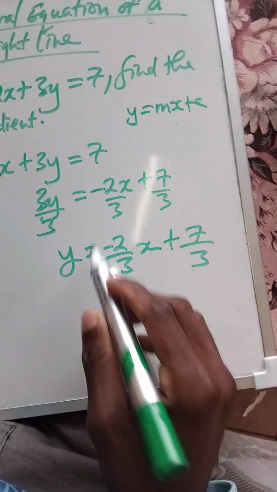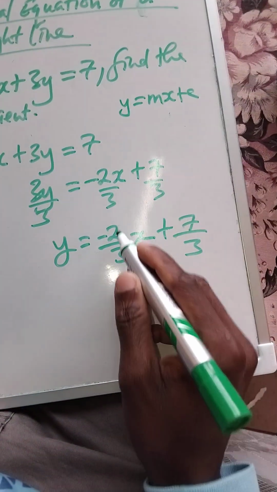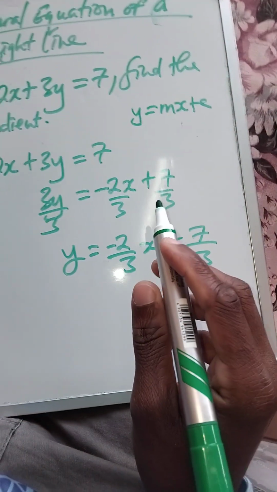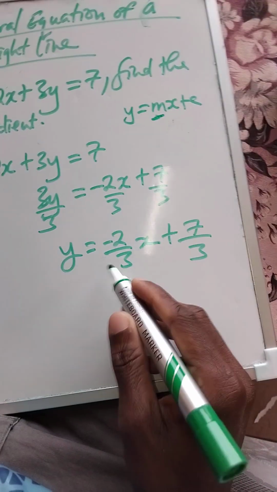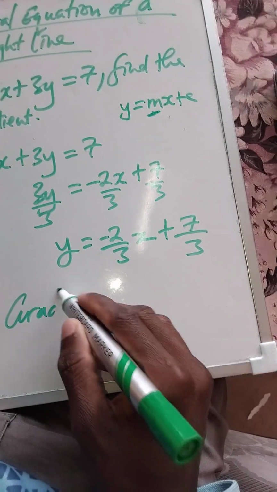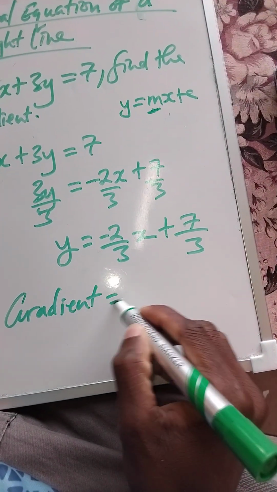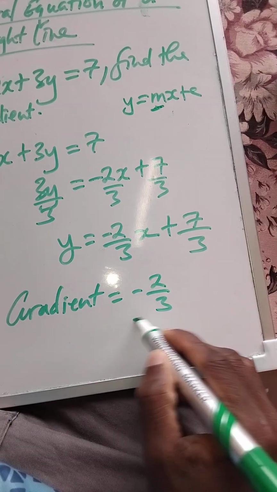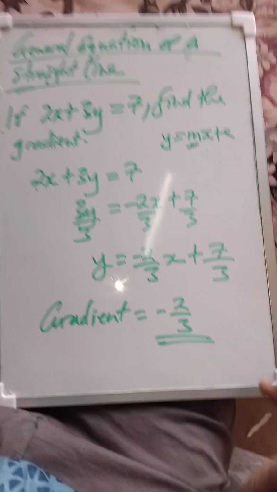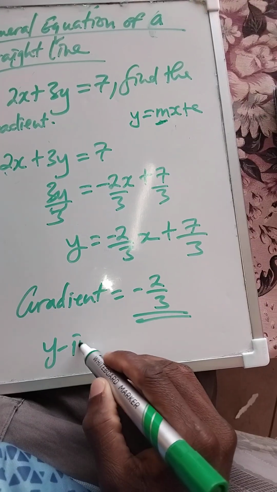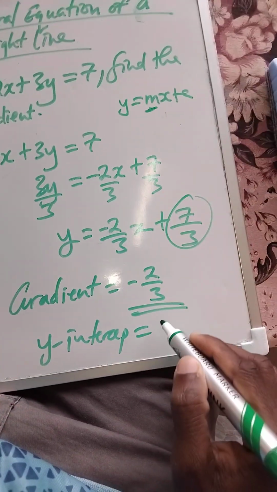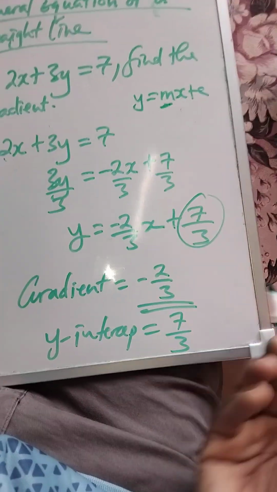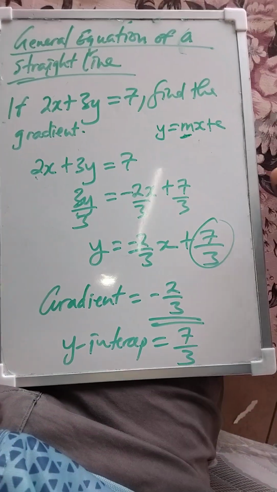So what is the gradient of this straight line? Gradient is the coefficient of x, so m is the coefficient of x. Gradient is equal to negative 2 over 3. And the y intercept is 7 over 3.